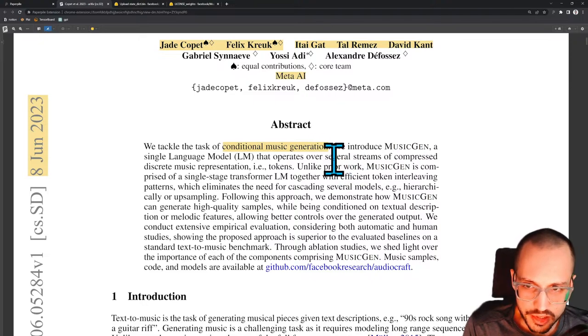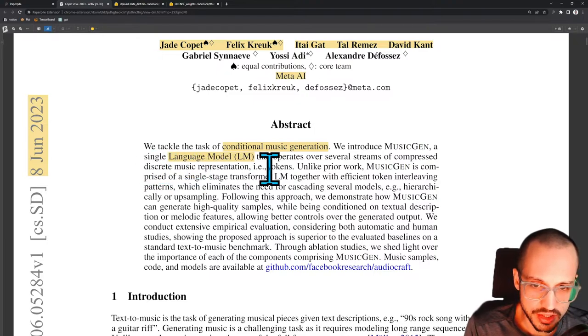Let's start with this abstract here. We tackle the task of conditional music generation. We introduce MusicGen, a single language model. I wonder why they didn't say large language model. That operates over several streams of compressed discrete music representation, i.e. tokens.